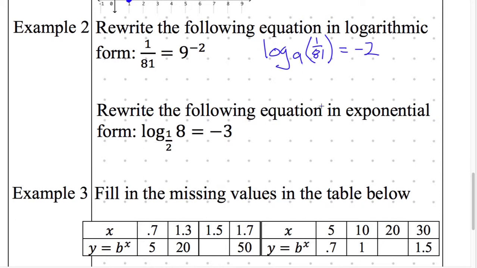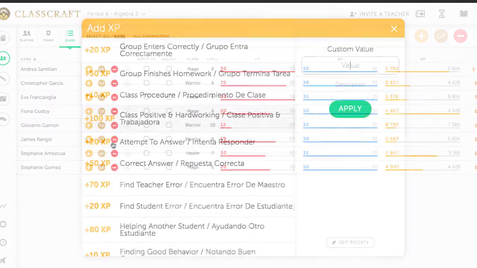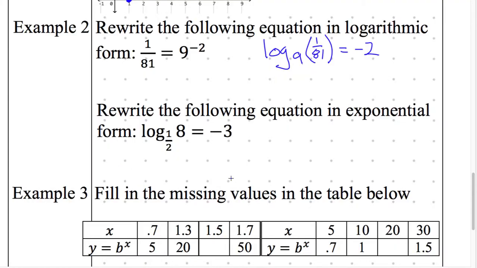Well, that's only half of example 2. The other half is doing this one in exponential form. Let me come back and give Fiona her XP. I want to give it to someone aside from Fiona. Do the problem, write it down, and you can check it against us. If you already know how to do this, write it down. Who wants to volunteer to do it?